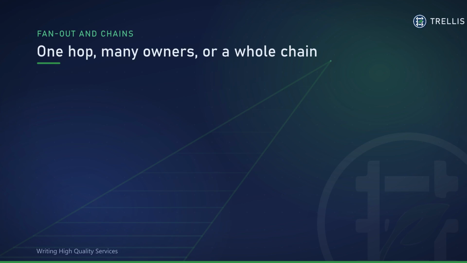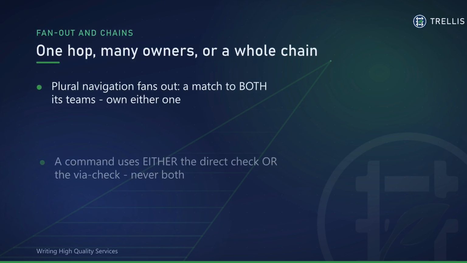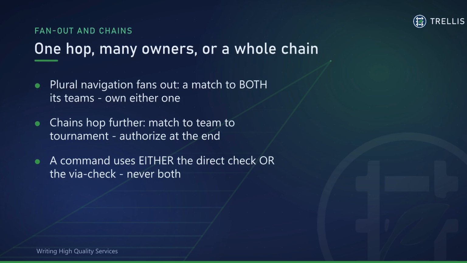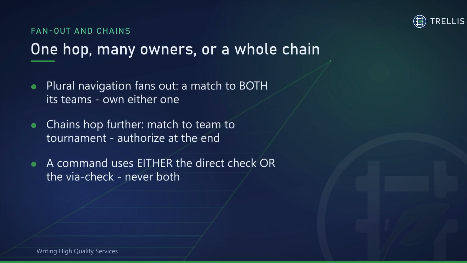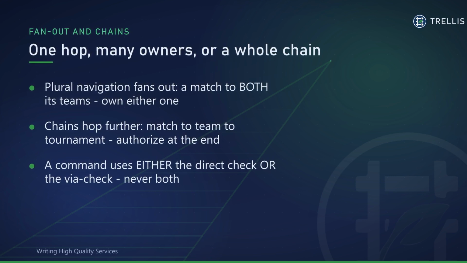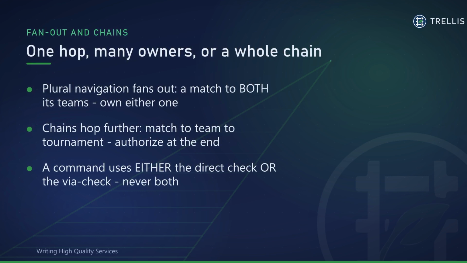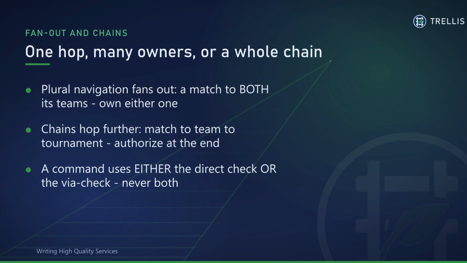This scales in two directions. It fans out. A match points at both its teams, so the owner list has two entries and your rule can accept either. And it chains. A match points at a team, which points at a tournament. Declare each hop, and you can authorize all the way at the end of the chain. One rule the framework enforces for safety. A command uses either the direct check, authorize against the leaf itself, or the via check, authorize against a related owner. Never both. Security primitives don't get silently composed. You say exactly which one you mean.